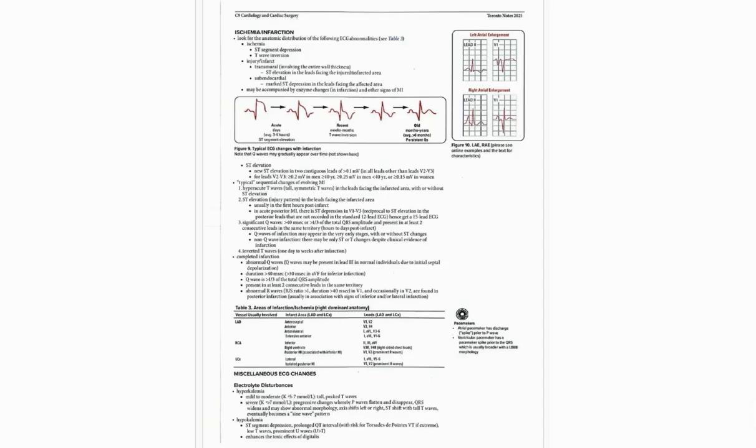Posterior infarction produces reciprocal ST depression and tall R waves in V1 and V2, since the posterior wall is not directly visualized on the standard 12-lead ECG. Being able to match ECG leads with coronary artery territories is a high-yield examination skill.